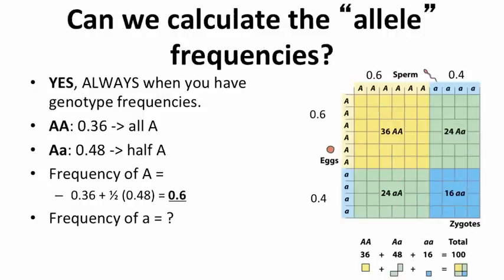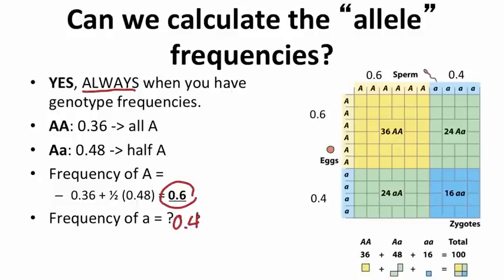Now, can we calculate the allele frequencies from these genotype frequencies? Well, the answer is yes. We can always calculate allele frequencies when we have the genotype frequencies. Because again, we know all the big A big A individuals have only big A, so that's 0.36. Big A little a individuals are half big A, so half of 0.48. So 0.36 plus 1/2 of 0.48 is 0.6. So here in the offspring, just like in the gametes that formed them, the frequency of big A is 0.6. The frequency of little a has to add up to 100%, so this must be 0.4.